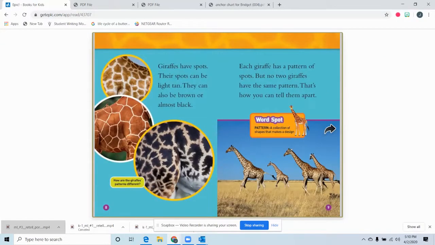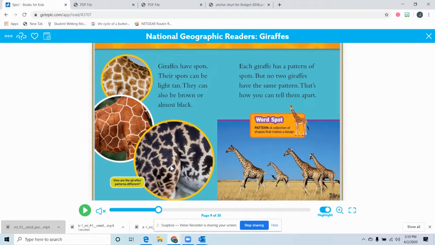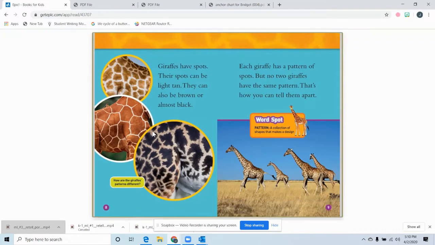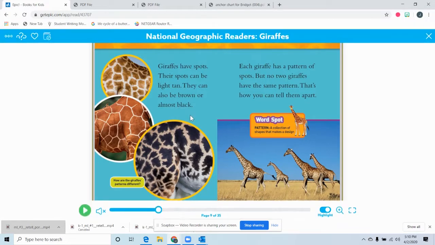Giraffes have spots. Their spots can be light tan. They can also be brown or almost black. And it says, how are the giraffes' patterns different? They all look different. Each giraffe has a pattern of spots, but no two giraffes have the same pattern. That's how you can tell them apart. Pattern is a collection of shapes that make a design. Okay, so that's the section about bodies.